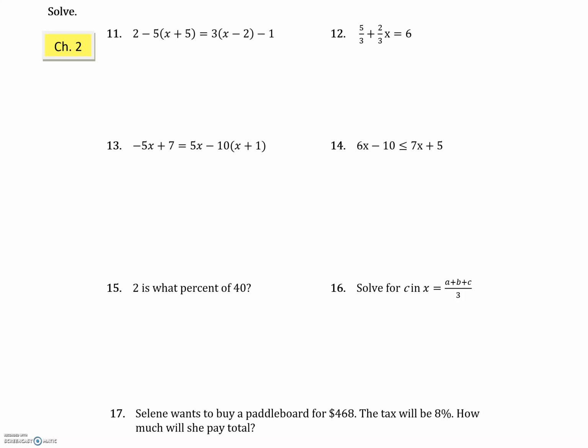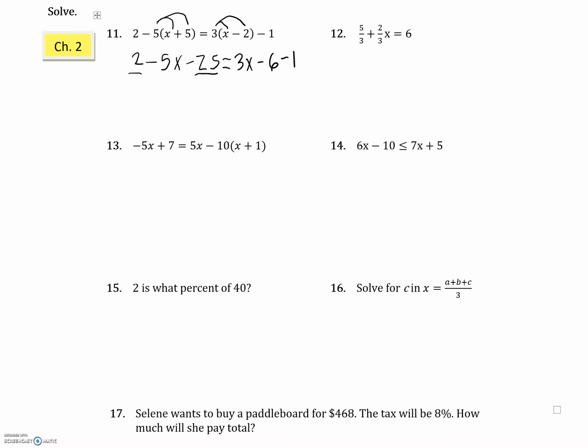We're going to start by simplifying what's already there. So we're going to distribute this -5. 2 minus 5x minus 25 equals, and then we can distribute the 3 on the other side, 3x minus 6 minus 1. So distributed, now we can combine like terms.